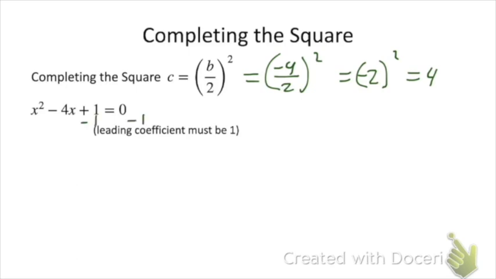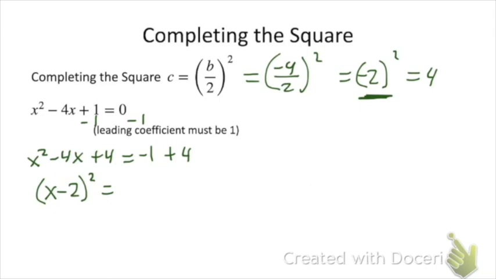We need to move the 1 over first to make room for our new c value. So now we have x squared minus 4x plus 4 equals negative 1. And we have to add the 4 to that side as well. So we find this new c value, we add it to both sides. We get 4 on each side. On the left, we have a perfect square trinomial. And what you do is you take this number before you square it. Half of b is what goes inside the binomial. We take negative 1 plus 4, we get 3. We now have a squared term, x minus 2, all squared, equal to 3.